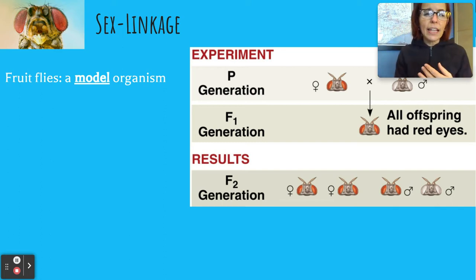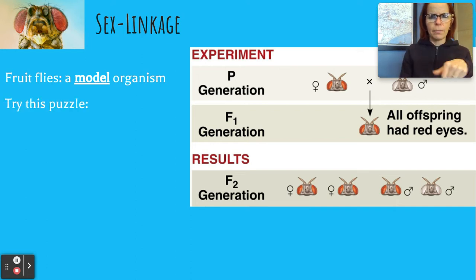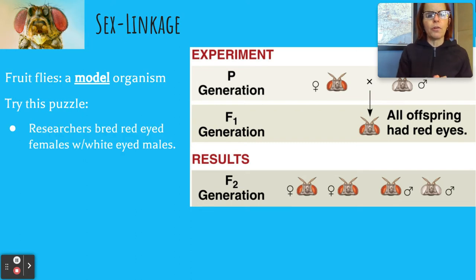They have a super fast generation time, meaning they have babies really quickly and they have lots of babies. We can purposely mate them. We can't do that with humans. So they're an awesome model organism. So we'll talk quite a bit about fruit flies, and we'll do a lab that has to do with fruit flies. All right, here's a puzzle for you.